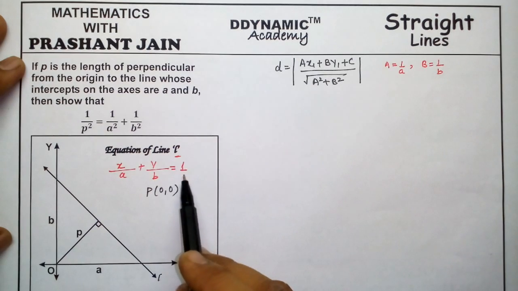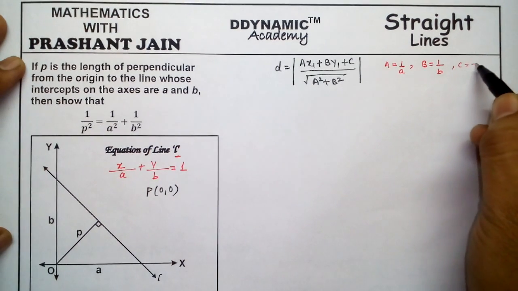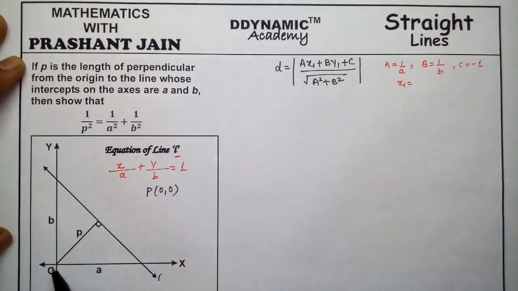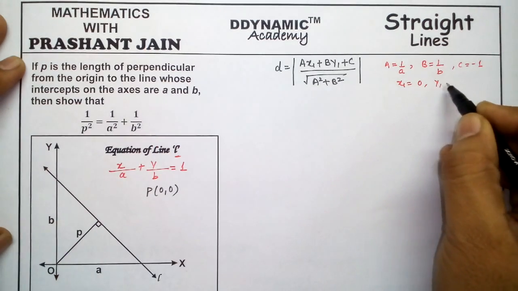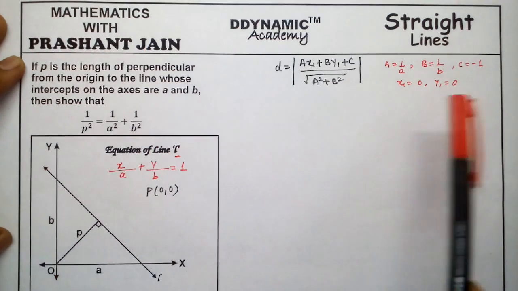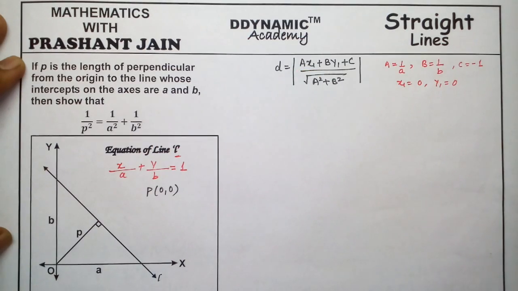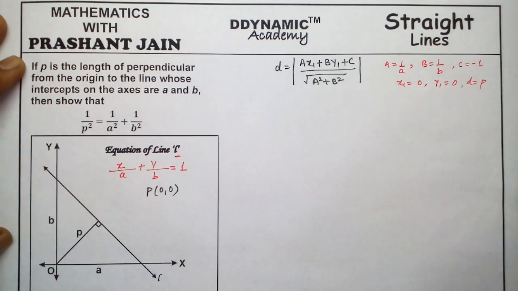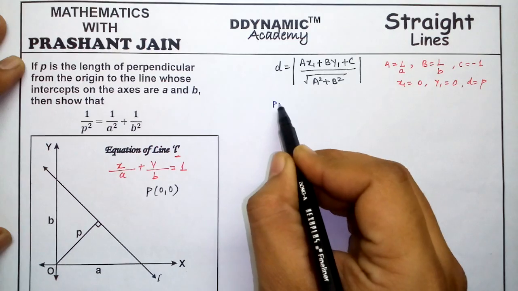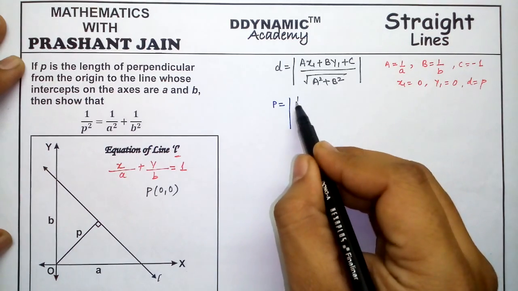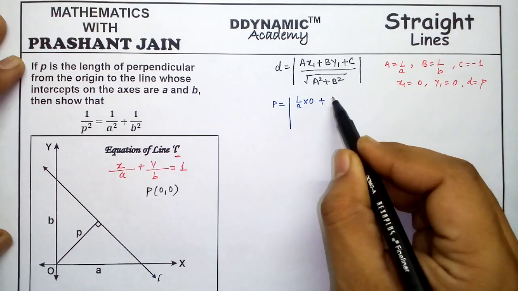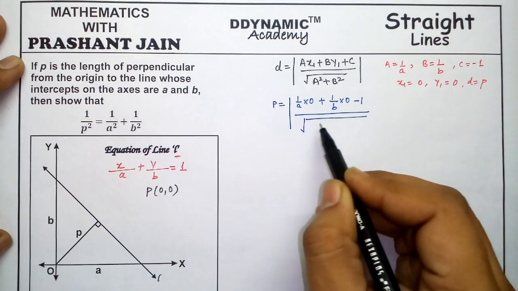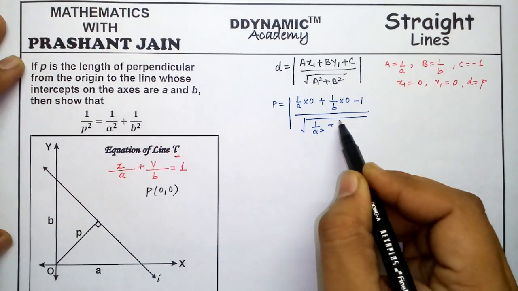So we have to shift 1 from right to the left, and it comes out to be minus 1. With x1 and y1, x1 is the origin point, that is 0, and y1 is also 0. Now just place all the values in this formula, and d is also p, which is given to us. So d is p. Now I am putting the values in the formula: p is equal to modulus of 1 upon a, x1 is 0, 1 upon b, y1 is 0, and the constant term is minus 1, upon under root 1 upon a square plus 1 upon b square.